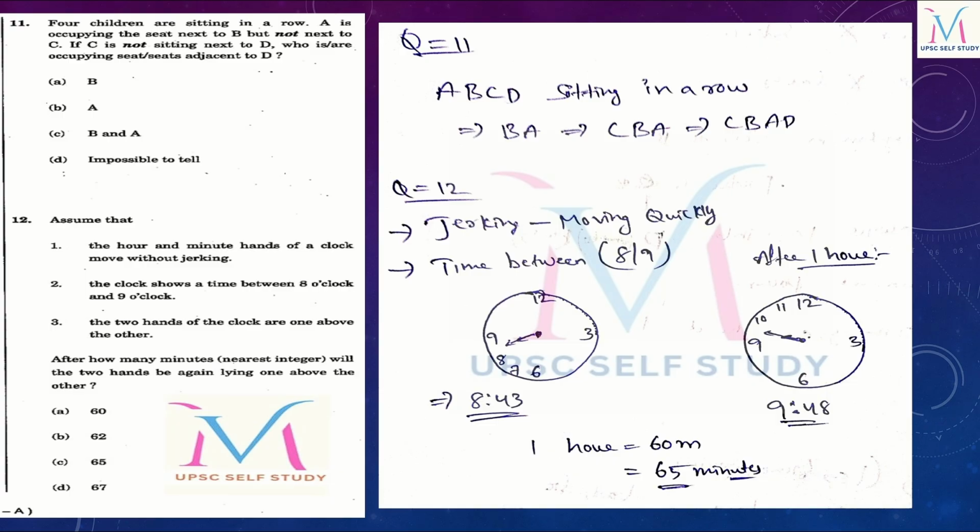5 minutes. So again they are overlying, the hour hand will be lying one above the other at 1 hour, and the minute hand will be lying one above the other at 5 minutes. So total 60 plus 5 minutes is equal to 65 minutes. So after 65 minutes, if the first time they are lying one above the other at 8:43, again they will be overlying one above the other at 9:48. Okay, after 65 minutes they will be lying one above the other.